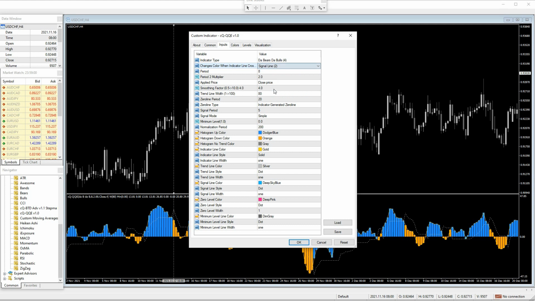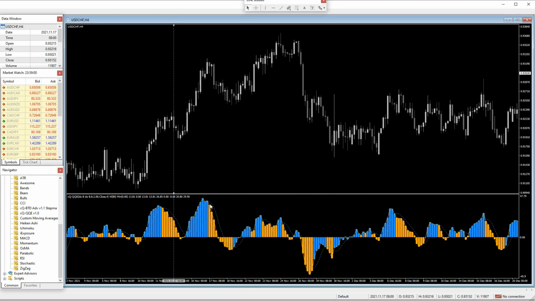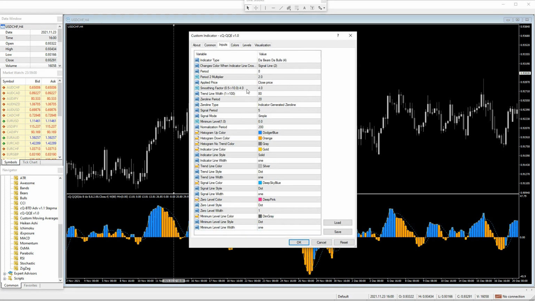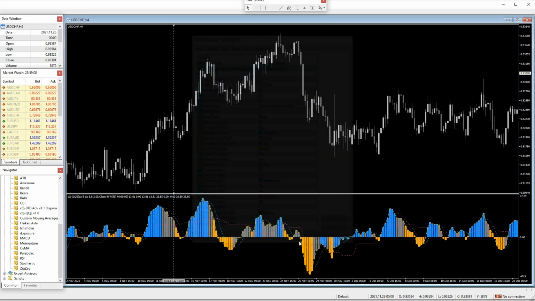It also has a signal line. Using the signal period down here and the mode, you can set that here. Again, the indicator line, which is this yellow line, has to cross the signal line here in order to change the colors of the bars. And then we have the 0 line and the signal line. Both of those have to be in place.